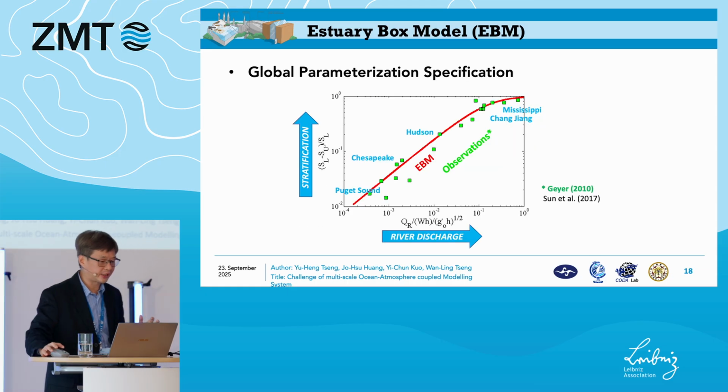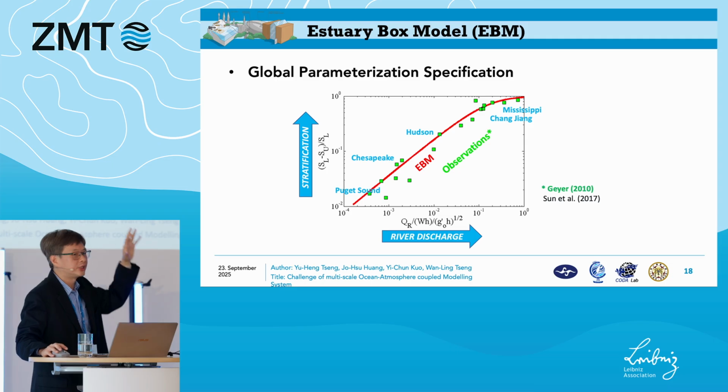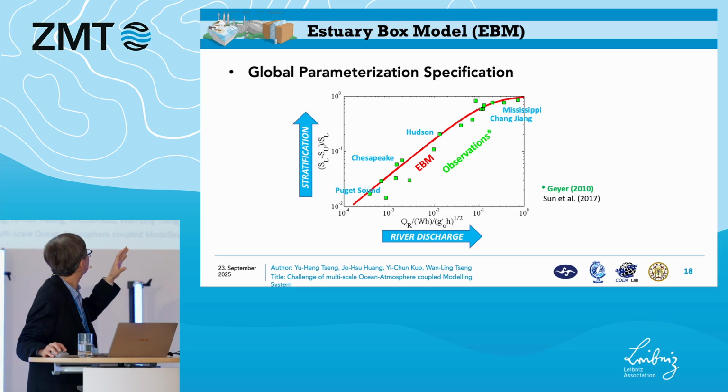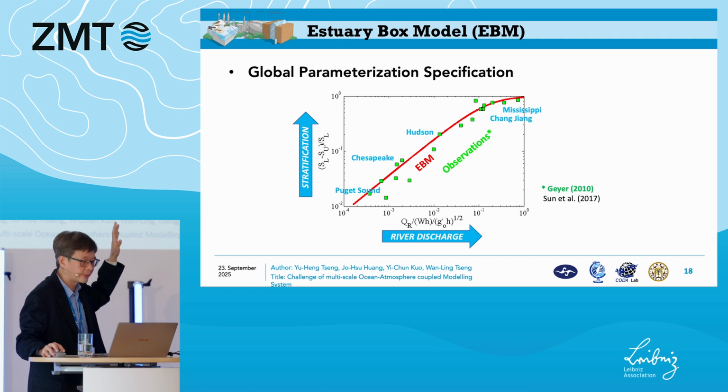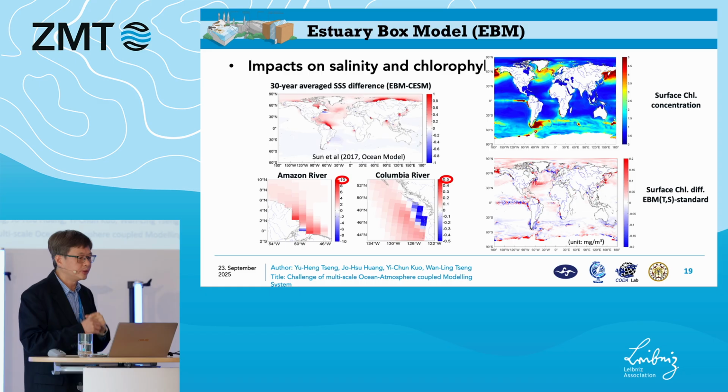We are treating different rivers differently. For example, for the Changjiang, Mississippi River, and Hudson River, we have to use different parameters. Okay, so based on this setup, when we compare a simulation with the estuary box model and without it, we can see significant differences in the Amazon River and even the Columbia River. We can see a large difference right here. And why is this important? This can actually affect the surface chlorophyll.